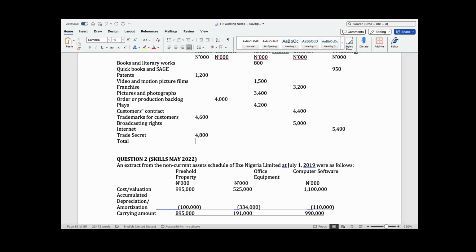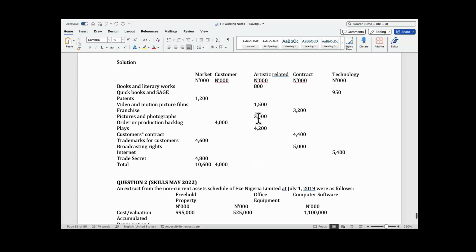1, 2 plus 4, 6. That should be 5, 8. 5, 8 plus 4, 8. That should be 10, 6. Abi? Yes, this should be 4,000. Okay. This one, for 1,5 plus artistic related, 9,1. Okay, good. How about this? This 7, 6, 12, 6.